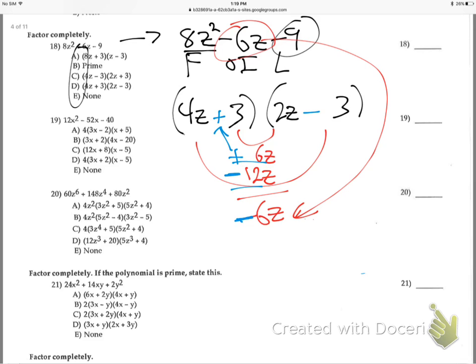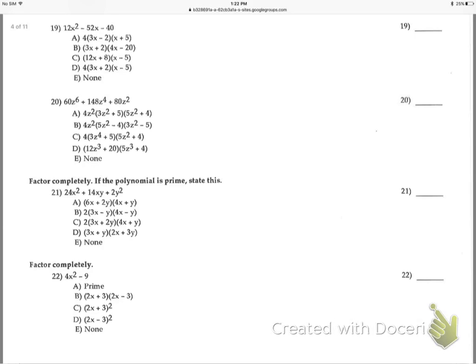All right. That was number 18. I mean, time is running. We've got like 8 minutes and 7 problems. We're losing time. All right, number 19.